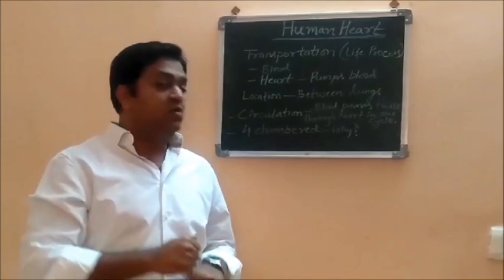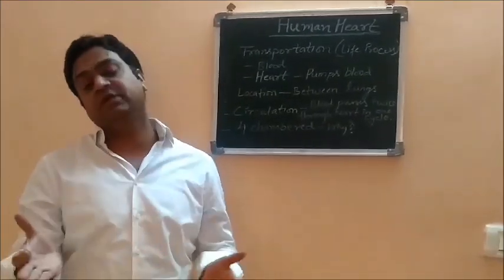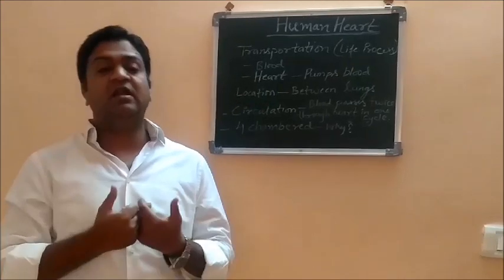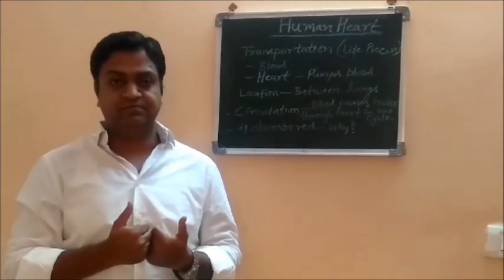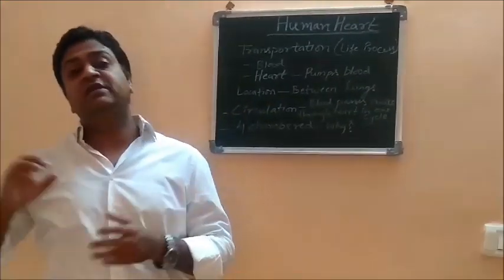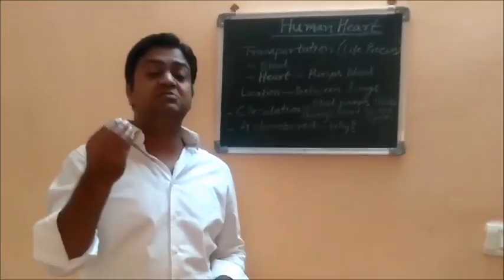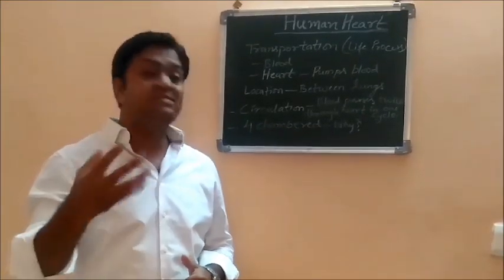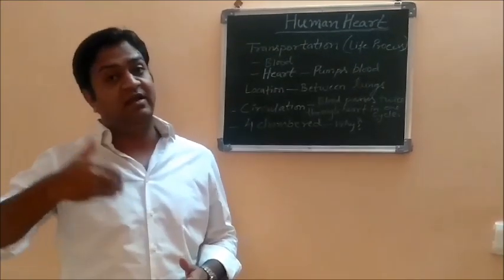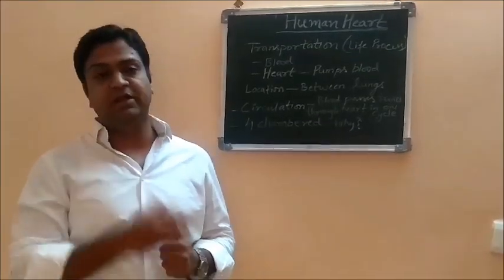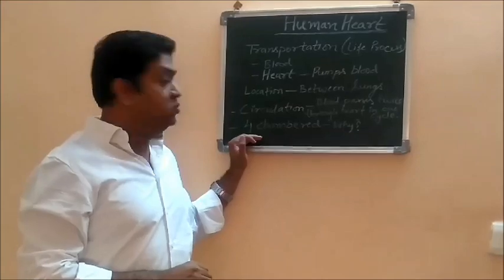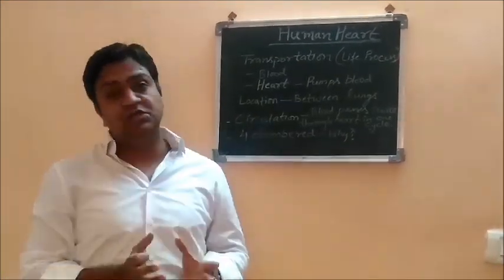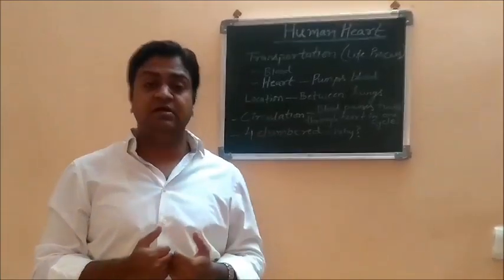Now the question arises, why should oxygenated and deoxygenated blood be separated? Because we require a lot of energy for our life processes and to maintain our body temperature. So oxygenated and deoxygenated blood should be separated so that there is maximum supply of oxygen for respiration, so that our body cells can produce maximum energy, because it is required for our life processes as well as to maintain our body temperature. This is the reason why humans have a 4-chambered heart. Now we have to learn the structure and the double circulation of blood in human heart.